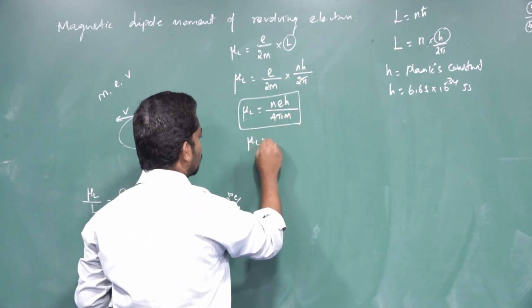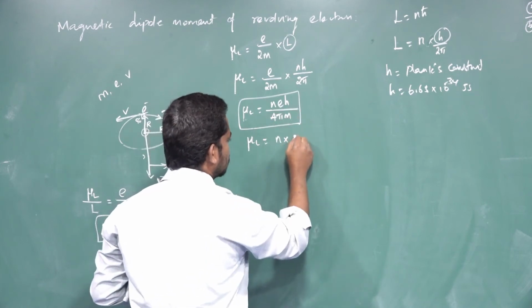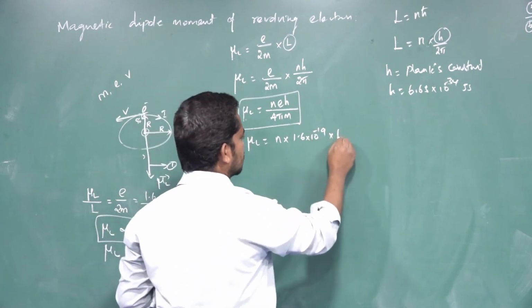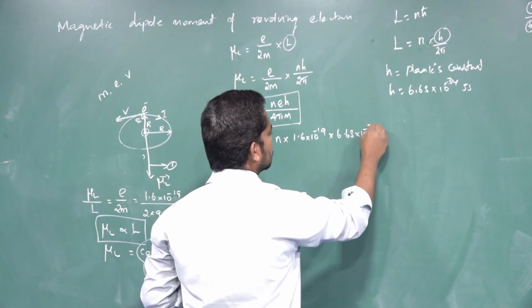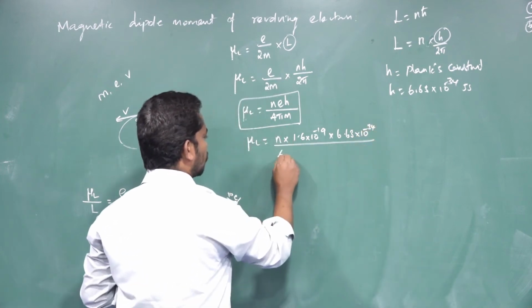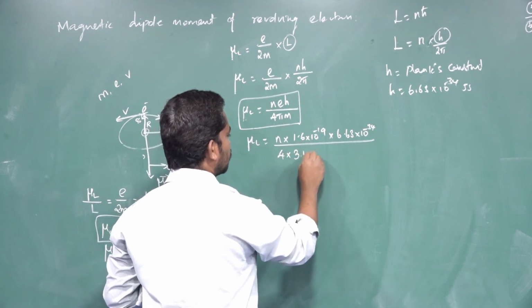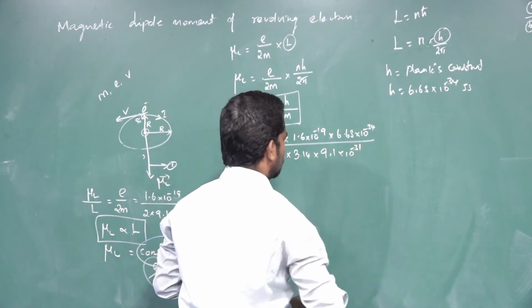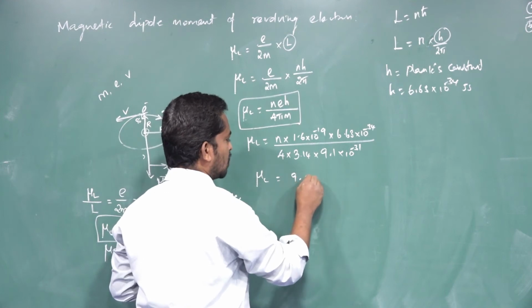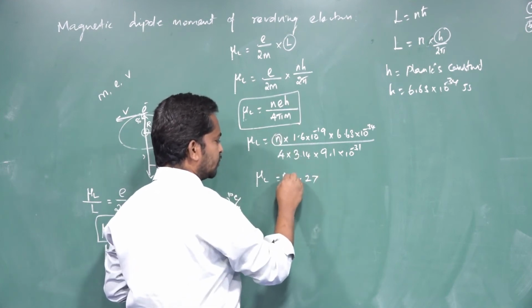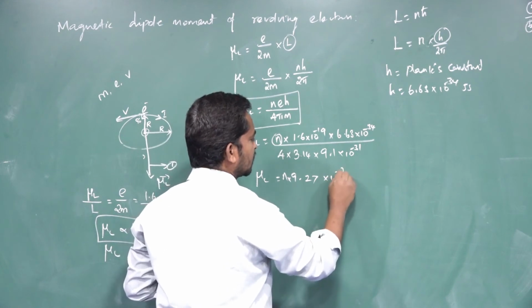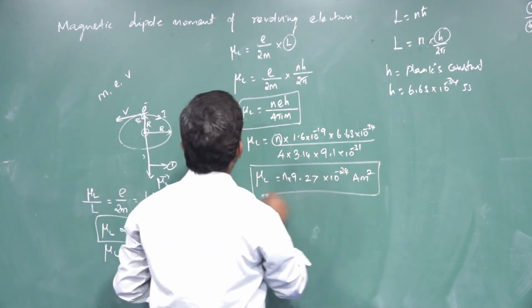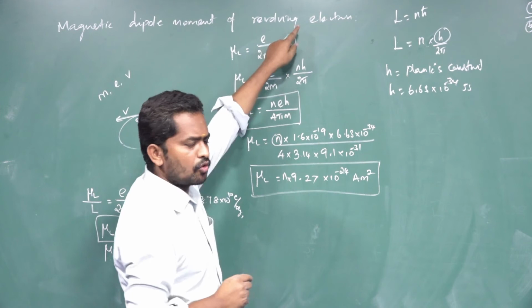So mu L is equal to n into e, charge 1.6 into 10 power minus 19 coulomb, into h, Planck's constant 6.63 into 10 power minus 34, divided by 4 into pi value 3.14 into mass of electron 9.1 into 10 power minus 31. We get the final value: mu L is equal to n into 9.27 into 10 power minus 24 ampere meter square. This is the magnetic dipole moment of the revolving electron.